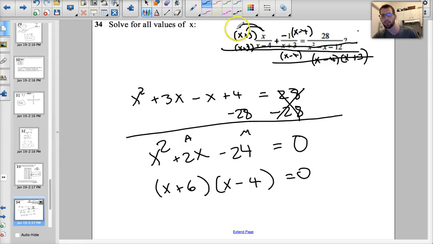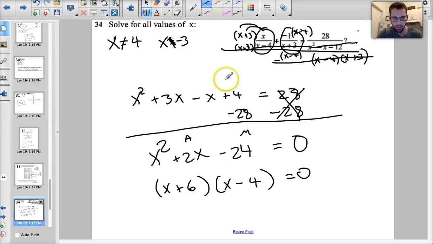All of a sudden I just had some alarms start going off in my head because I'm noticing I've got an x minus 4 down here and an x plus 3 down here. So that means that there are going to be some undefined points in this function. So I know that x can never be equal to 4 because that would make this undefined. This fraction right here would become undefined. And I know x can never be equal to negative 3 because that would make this thing undefined. So x cannot equal negative 3 or 4.